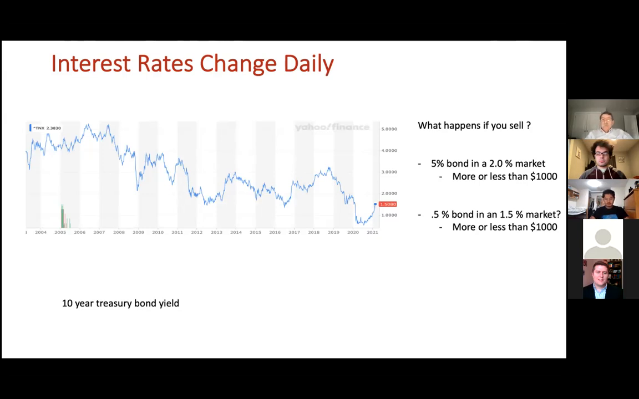And again, a 5% bond in a 2% market. So if you bought a bond in 2007 paying 5% and you sold it today, you would get more than $1,000. If I had a 0.5% bond in a 1.5% market, so again, rates do go down to 0.5%. Interest rates today are 1.6, 1.5 when I wrote this, then I'm going to get less money if I go to sell that bond.